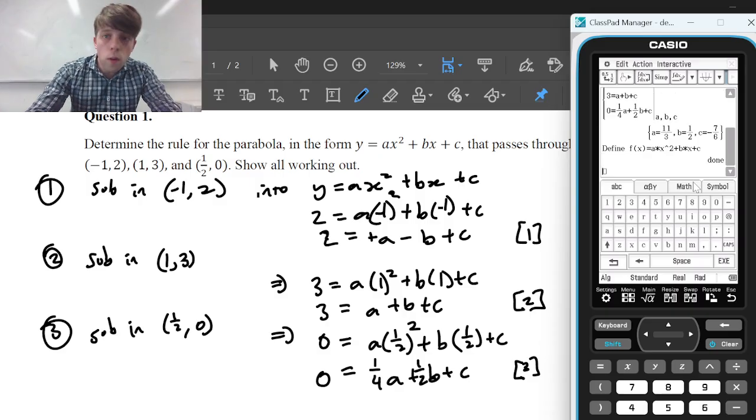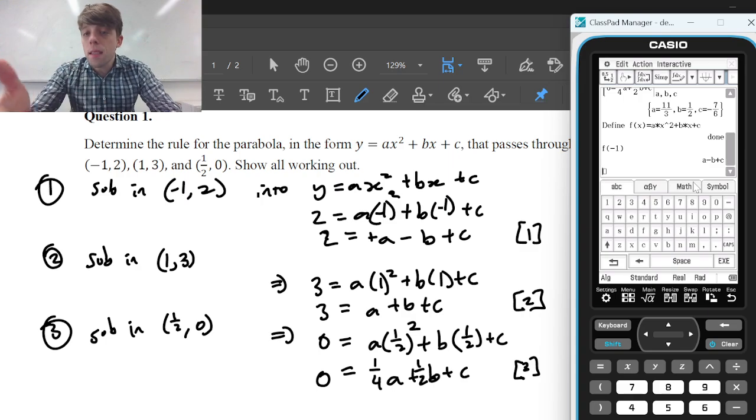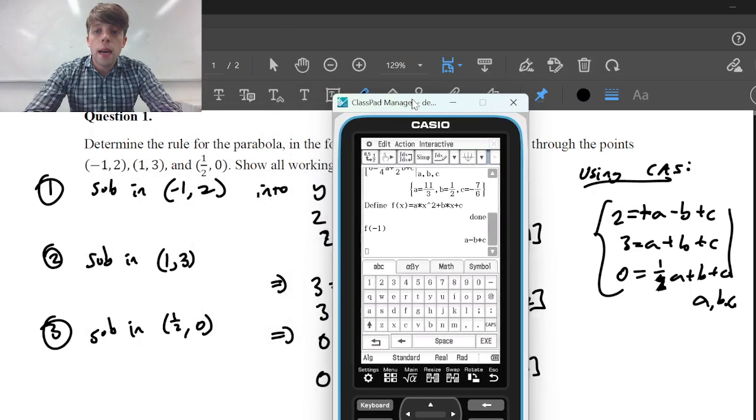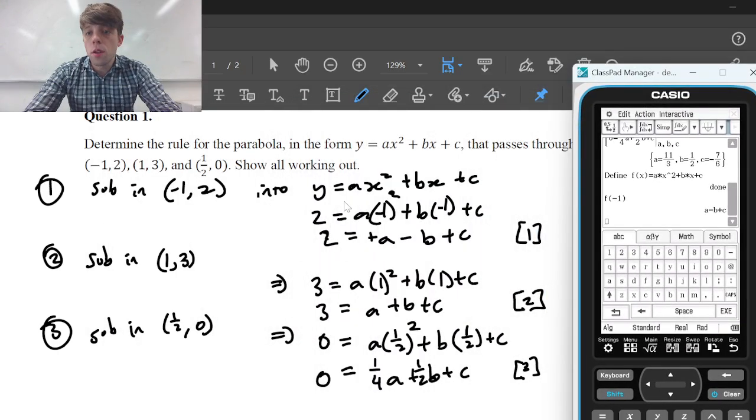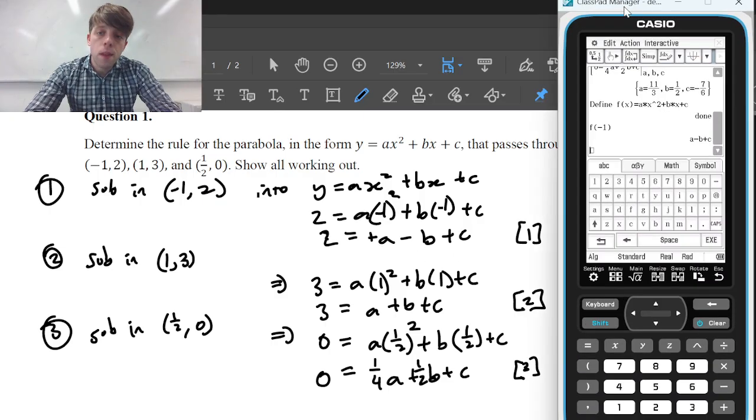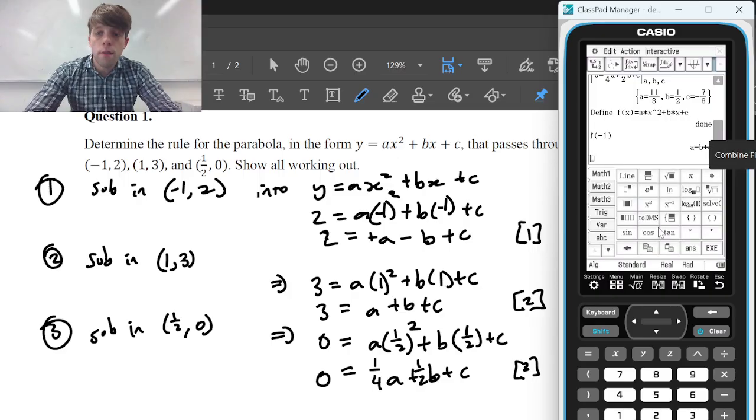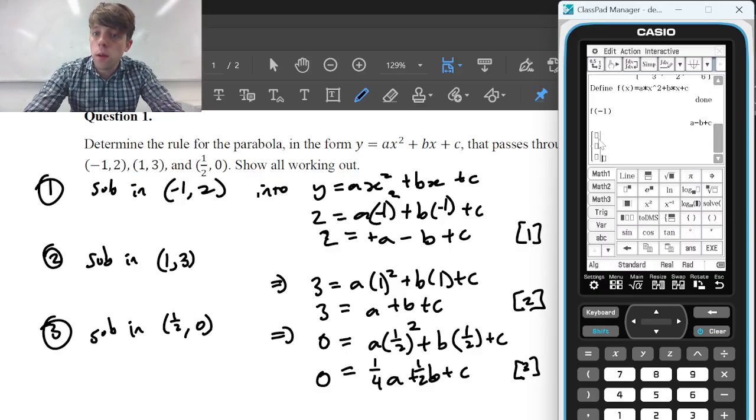Now look what happens. If I plug in a value, so let's say I plug in -1, it substitutes -1 into that equation, and it gives me the first setup that I had here. If I substitute -1 into the equation, I get a minus b plus c. See that? Now, we can actually use this definition form in our system of simultaneous equations. So if I click this button here and I click it again, just like we did before, I don't actually have to do anything by hand. I can do it all on the CAS calculator.